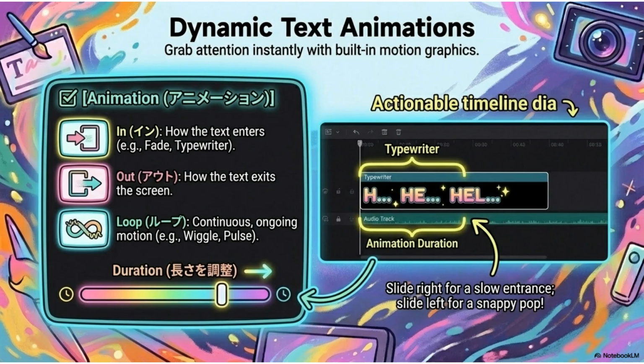Dynamic text animations. Grab attention instantly with built-in motion graphics. Under the Animation tab, you can choose an In animation for entrances, like typewriter, an Out animation for exits, or a loop for continuous motion like a pulse. Adjust the duration slider, right for a slow entrance or left for a snappy pop.